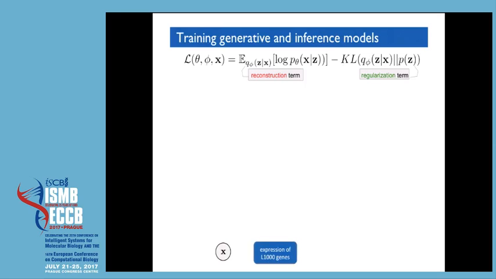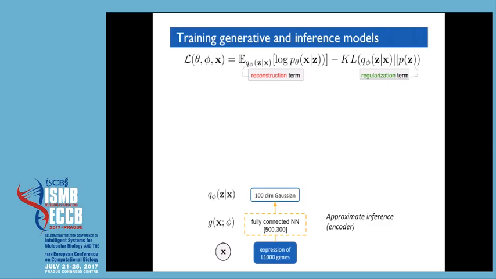So you start with gene expression. In our case, we use the 1,000 landmark genes, and you run it through that approximate inference model, you can also call it the encoder, that in our case is a fully connected neural network with one layer of 500 hidden units and then 300 hidden units. That gives you then the parameters of the Gaussian distribution in the latent space. So that's your approximate posterior.